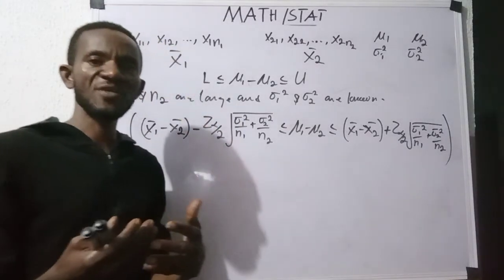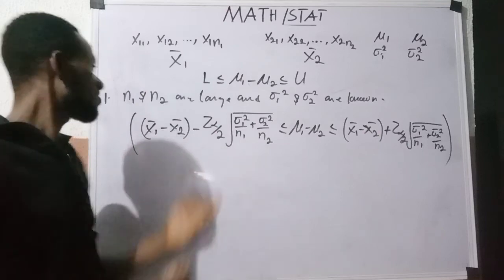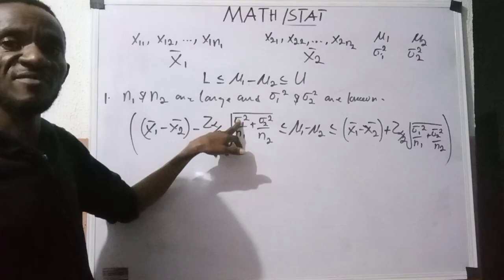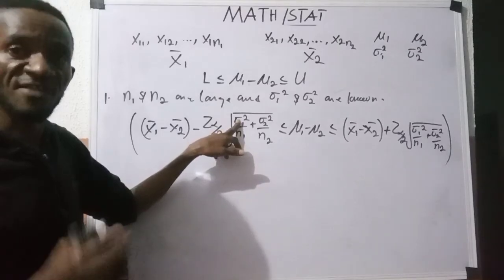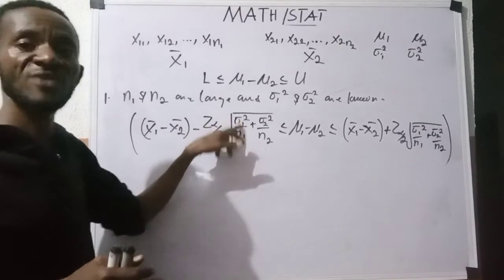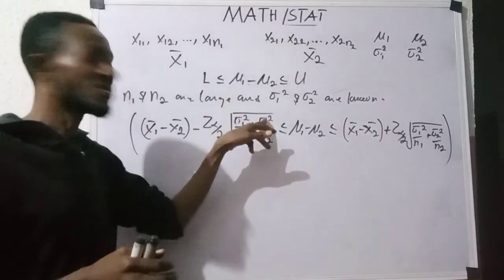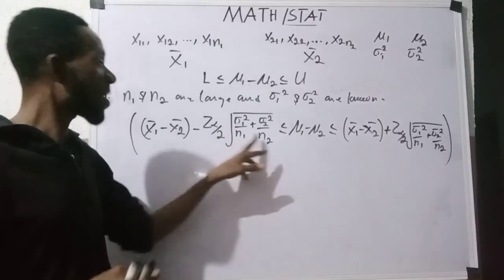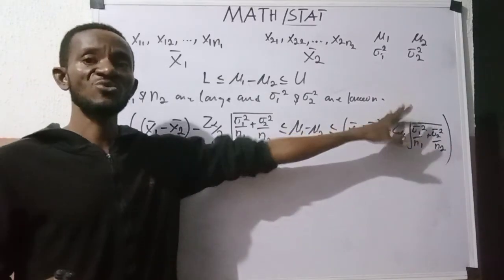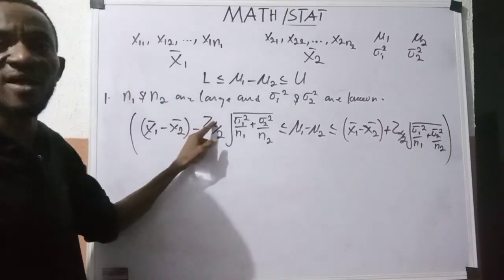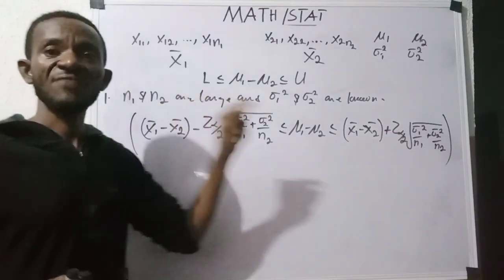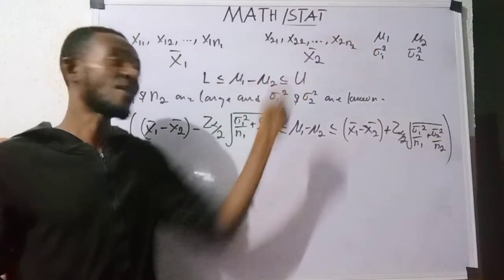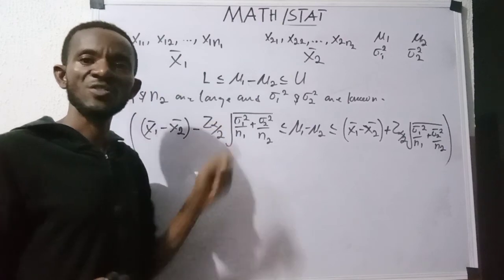In the question, they will be telling you that the variance of the first population is sigma 1 squared and that of population 2 is sigma 2 squared. They have given the values of n1 and n2, so your job is just to substitute. The only thing you'll be looking for here is your alpha. They must have told you to construct a particular confidence interval, and from that confidence interval you'll be able to know the value of your alpha.